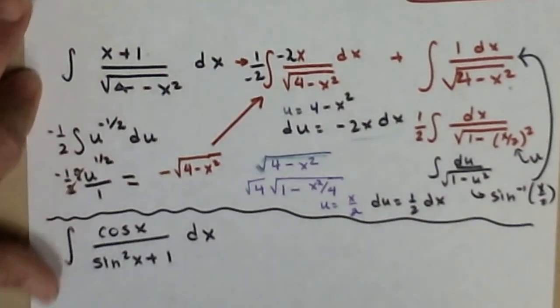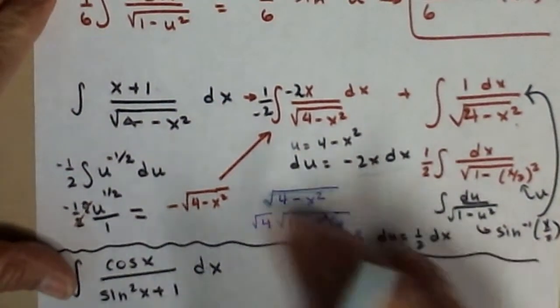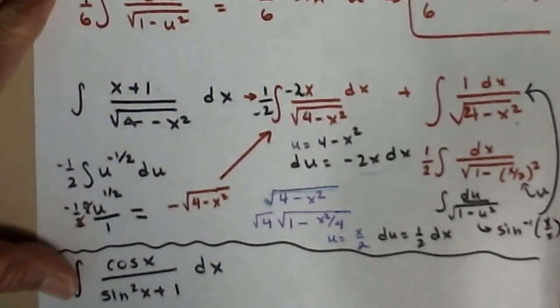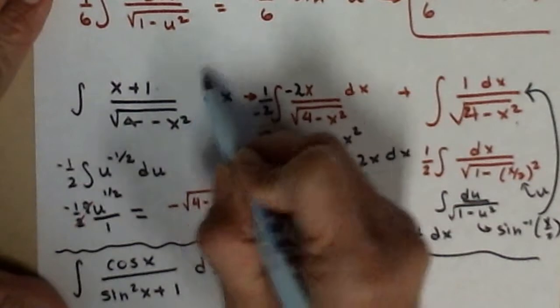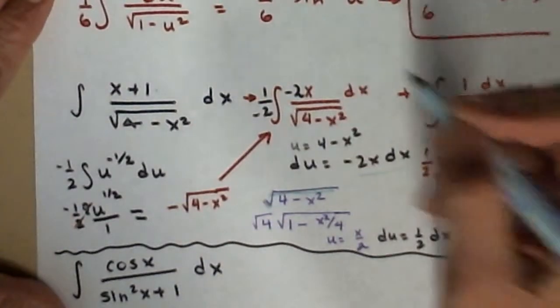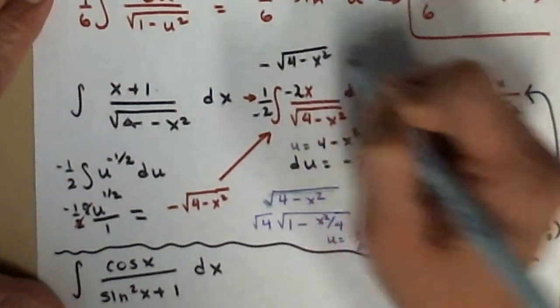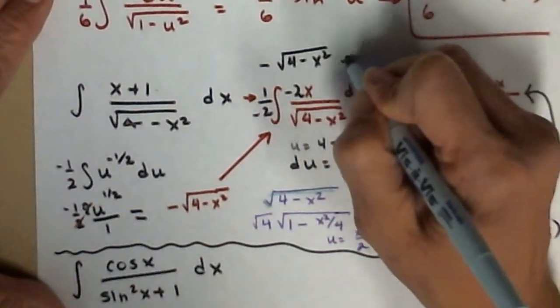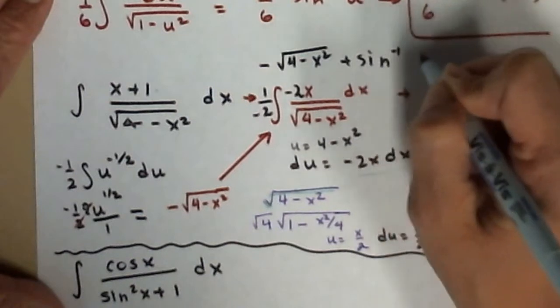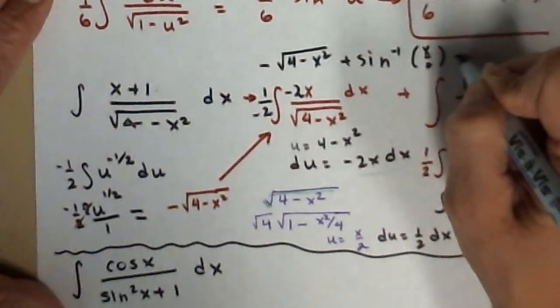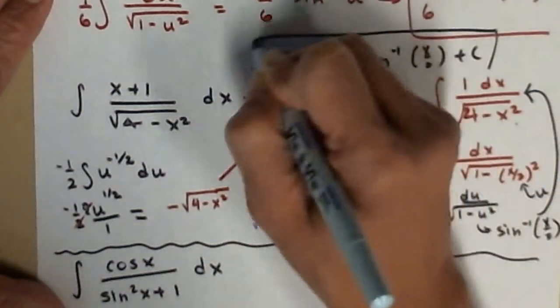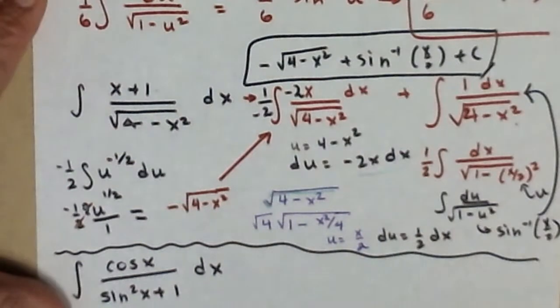Okay, I know it's terribly complicated and gobbled up in there. I should have given myself much more room. But my final answer then for the antiderivative of this guy is negative radical 4 minus x squared plus inverse sine of x over 2 plus c. Here's the answer for the second one.